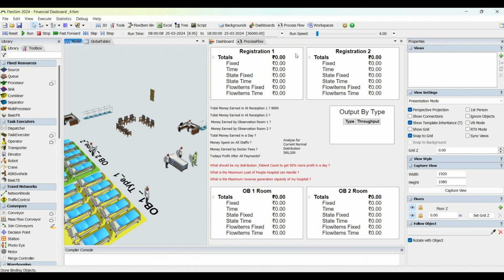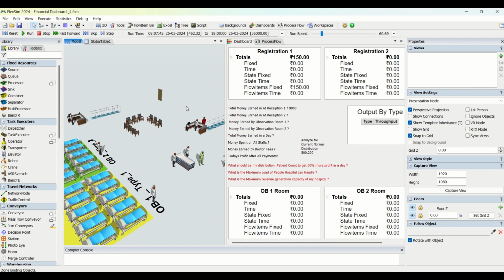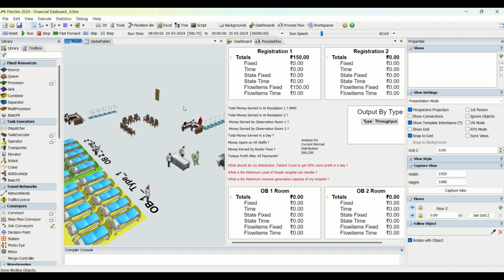I hope you have already come across this healthcare simulation model which we discussed and created for our proximity simulation. So if you haven't watched those videos, do watch them. They are already available on our YouTube channel, where we have discussed the proximity system, which are agent based systems.